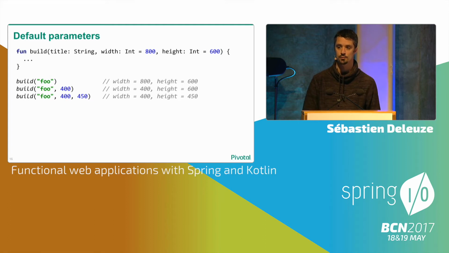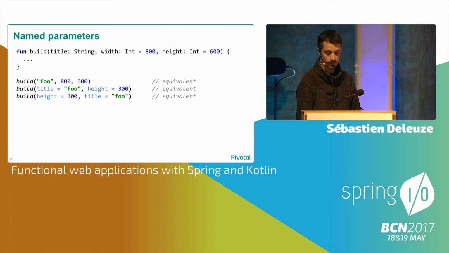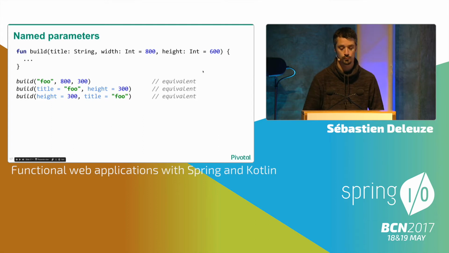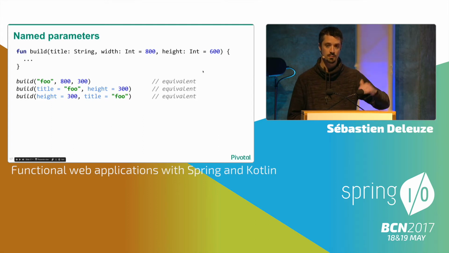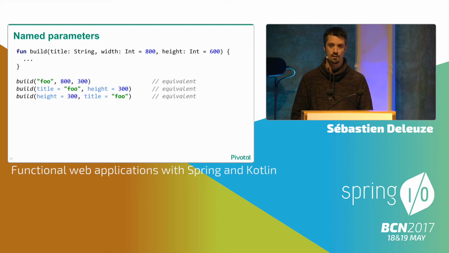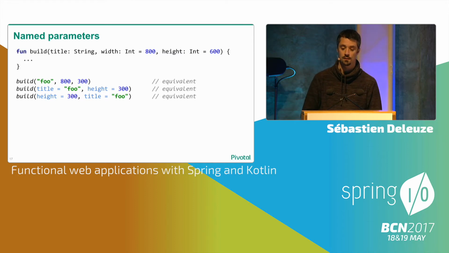So that avoids you having to create multiple overloaded variants of your method. You also have named parameters that allow you, for example, to set the title and the height without specifying the width one.